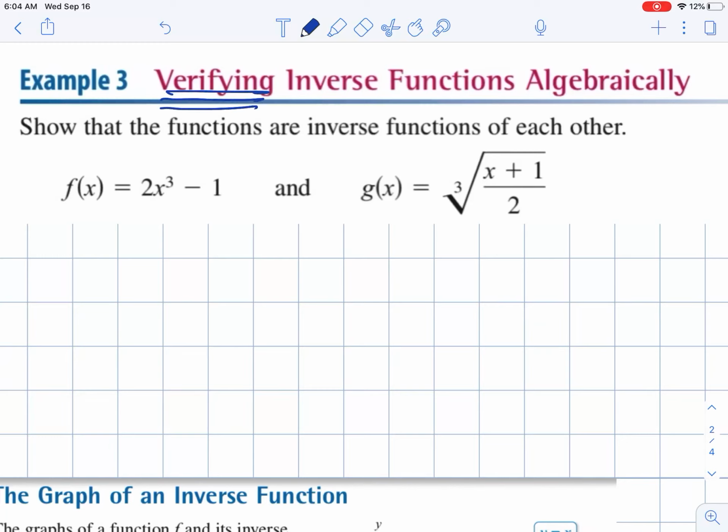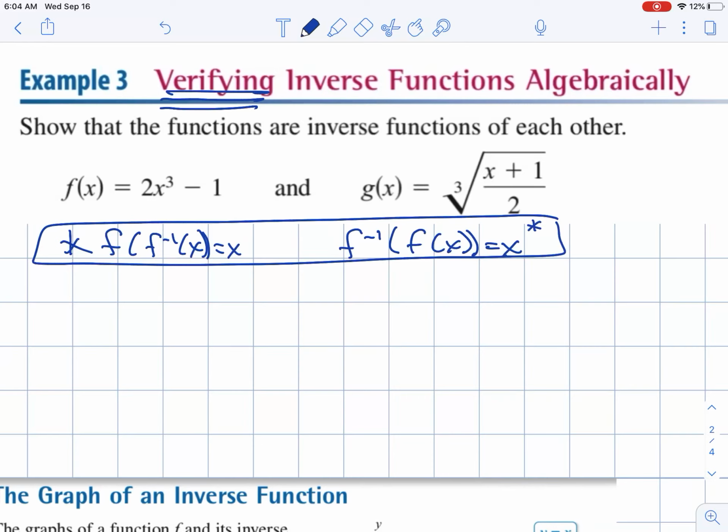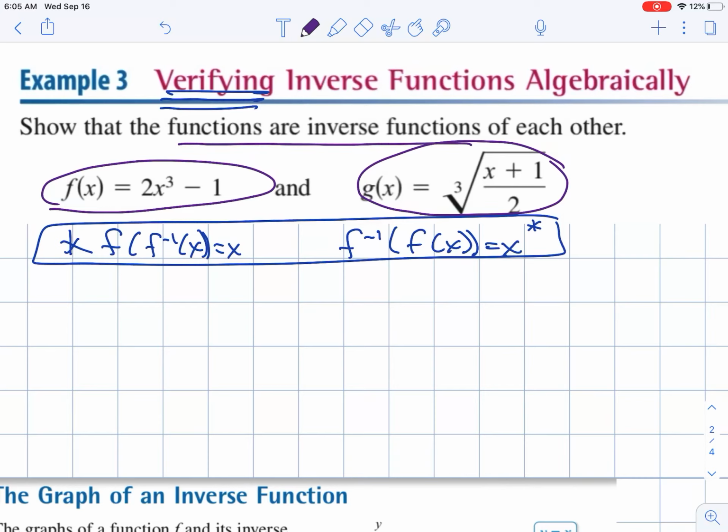So let's go ahead and verify these algebraically. Remember, verifying this would mean f of the inverse of x would equal x, and the inverse of f of x would also equal x. So let's apply that to what we're looking at here. f of x is 2x cubed minus 1, and g of x is the third root of (x plus 1) over 2. We need to see that they're inverses of each other.